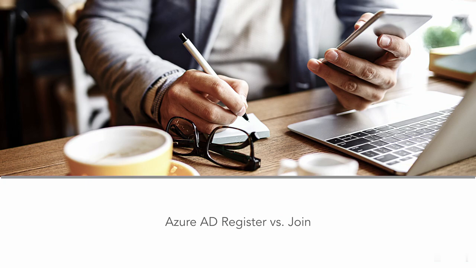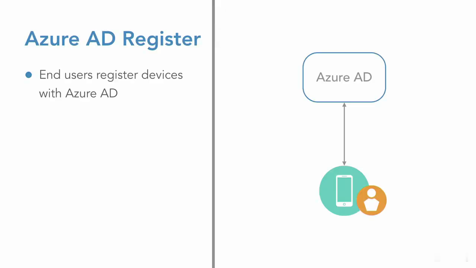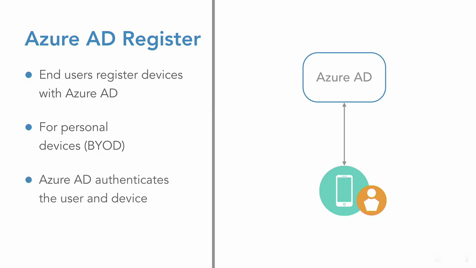Let's take a look. End users can register their own devices with Azure AD. This is where end users are allowed to use their own personal devices to access corporate data. This is known as BYOD, or Bring Your Own Devices. Registering a device allows Azure AD to authenticate the user upon sign-in and grant users access to resources via the registered device.